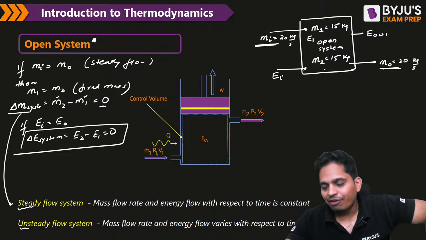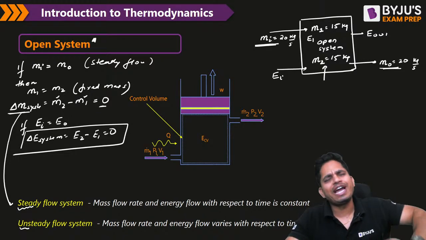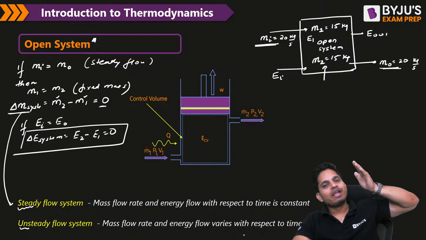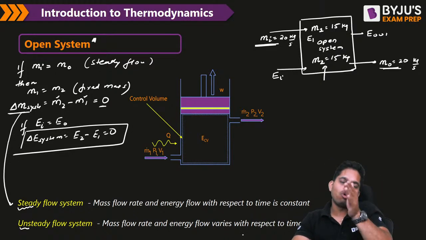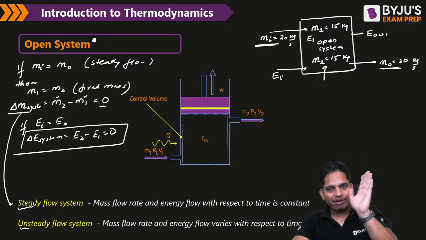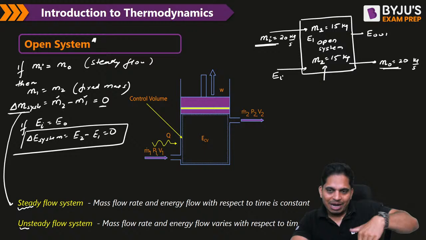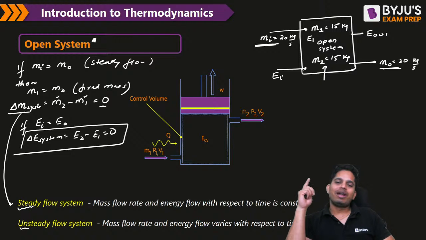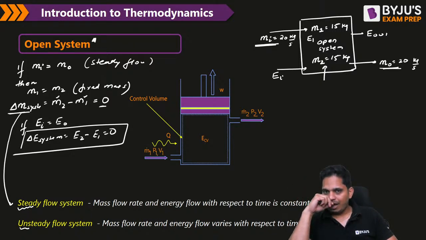So at any point of time you can come and you can see the state of the system. It will not change with respect to time. The state of the system will not change with respect to time. Why? Because whatever is coming, same is going out. Okay. So that is called steady flow systems. I hope it is clear.